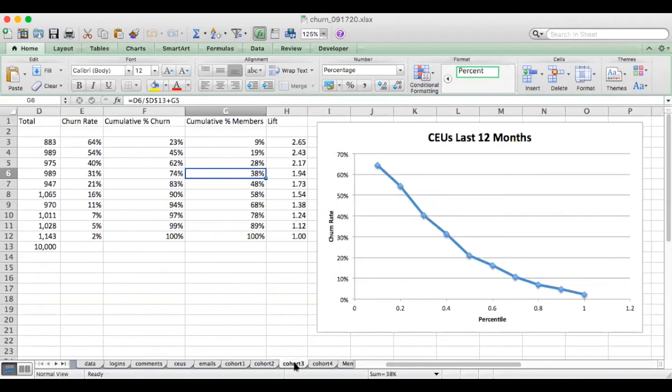Let's look at CEUs. This seems to be much more effective. Here we've got our cumulative total number of members around 38% to get us to that same 75%. Before with logins, it took us 50%. Here we're under 40% to get to that. So I would say this is a much more effective way to segment your members in a way that you can target how to contact them. And you know how to contact them because the metric is CEUs.